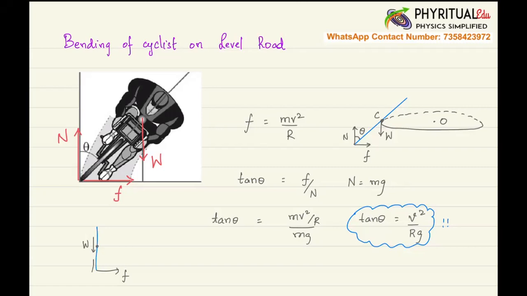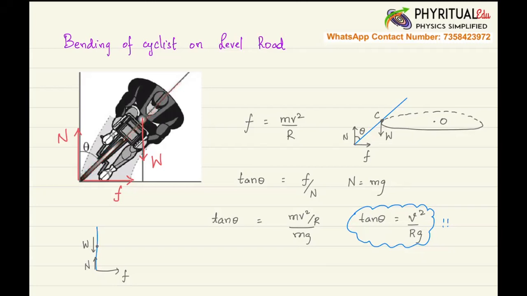Weight and normal force both will pass through the center of mass. So those two forces will not provide any torque about the center of mass, and friction force will generate a torque which will disturb the rotational equilibrium of the cyclist, and the cyclist will not be able to take a proper turn, remaining absolutely vertical. So that's why this bending is required.